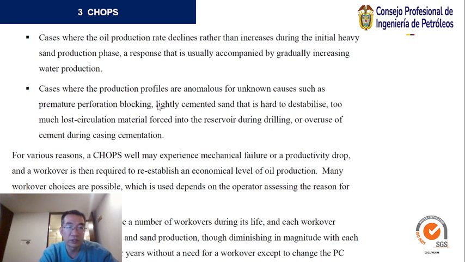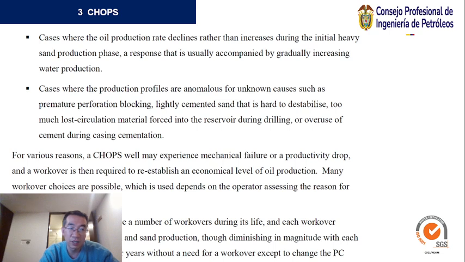For various reasons, CHOPS wells may experience mechanical failure or productivity drop, and a workover is then required to re-establish an economic level of oil production. Many workover choices are possible; which is used depends on the operator assessing the reason for the well productivity loss.